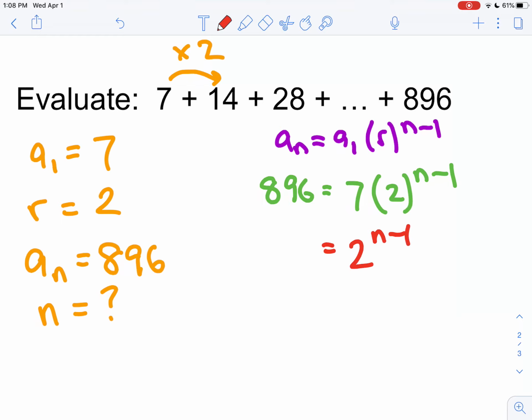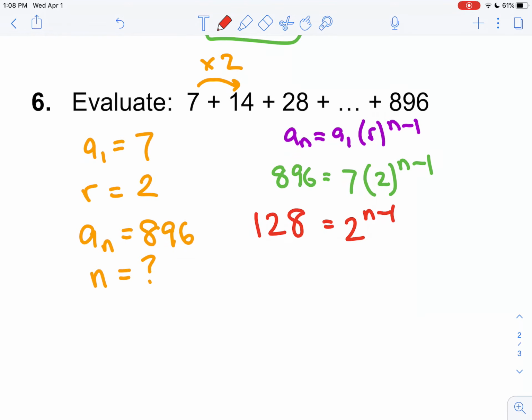And so I'm going to go 896 divided by 7. And that would be 128. That sounds right. And now there's two ways you could do this. You could log both sides. But the other option is if you know your bases, 128 is really 2 to the 7th. Now, a quick side note is that when we're doing these problems in the entire chapter, n has to be a whole number. n can't be a fraction or a decimal. n can't be negative. That doesn't make sense.